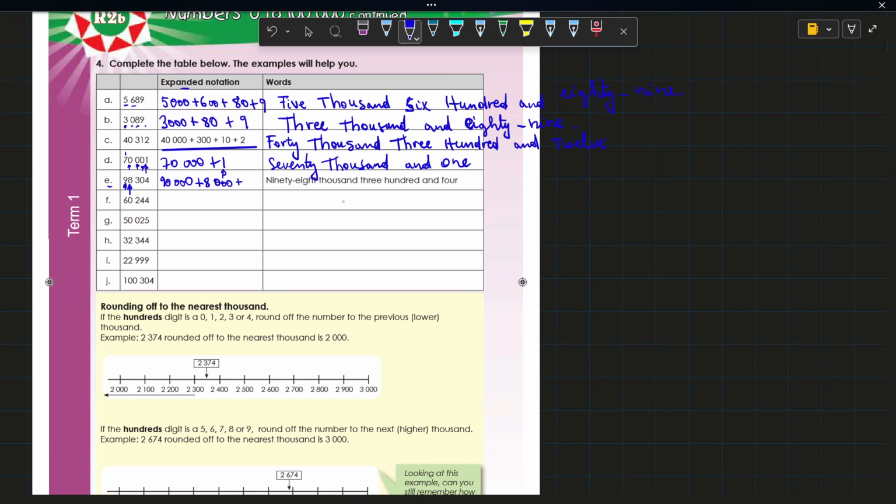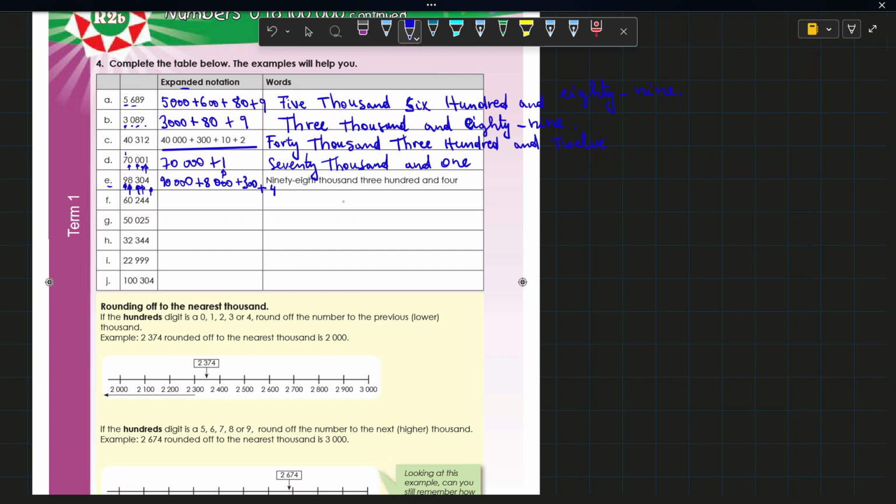Plus the next one is going to be 3. This 3 is actually in the hundreds, right? Plus, we got 0, we can jump, and then plus 4. So this is the expanded form of it. Okay, the space was quite small, so we managed to squeeze everything in there. Next question, we got F.